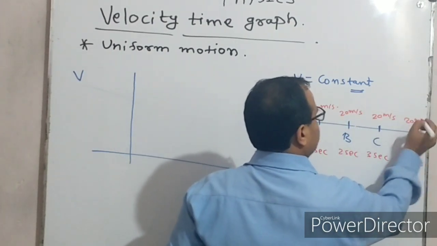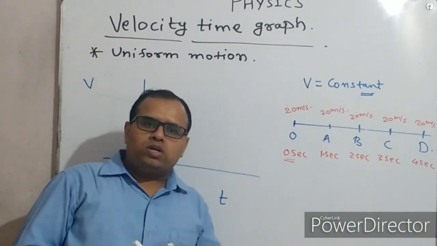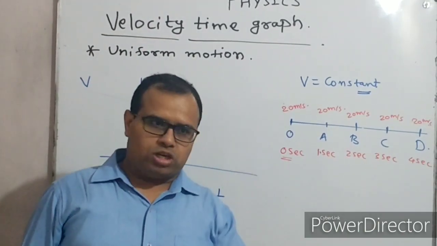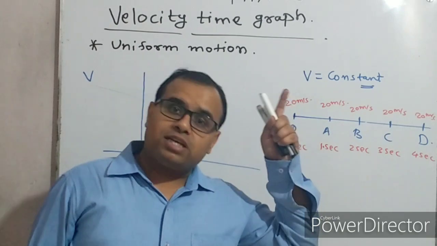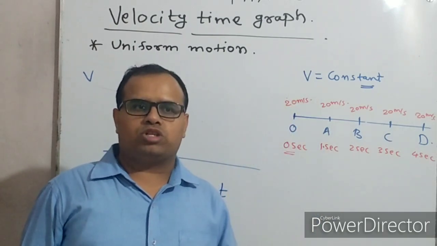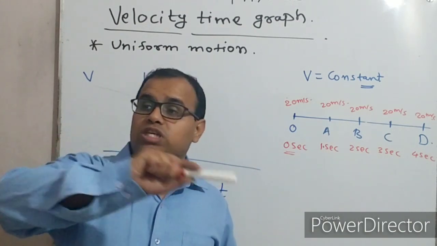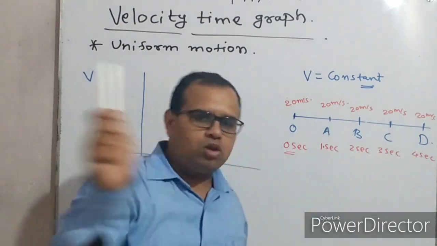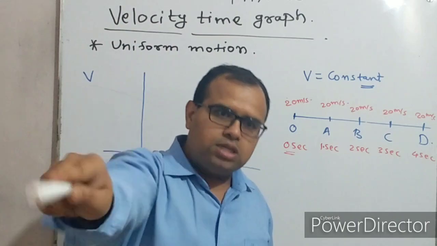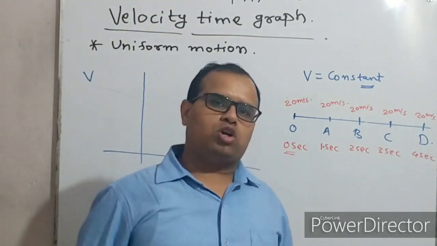Now someone may ask, sir, how is it possible that at 0 second it is 20 meter per second? Actually, this is the time where we started to observe the motion. It is not the time where the object started the motion. Suppose you are watching an object moving, it is already in motion, and you start to observe the motion now. So this is 0 second, at which you started to see the motion of the object.